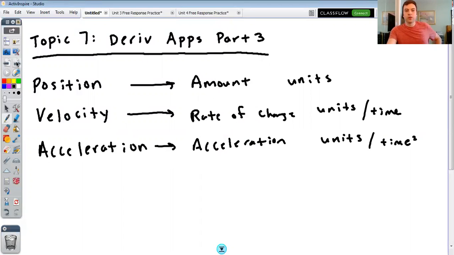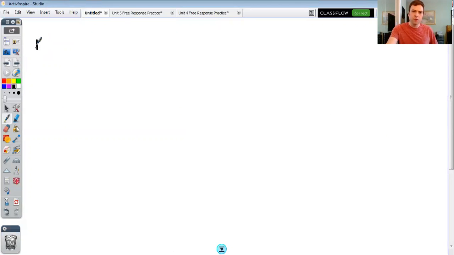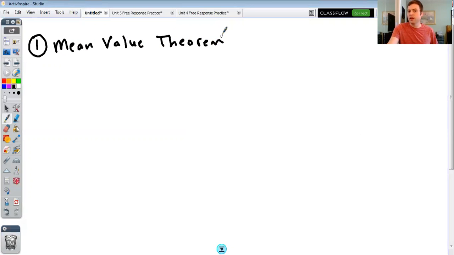All right, 3 topics today for derivative apps. The first thing will be to look at the mean value theorem. We've already looked at the intermediate value theorem, and I've mentioned the extreme value theorem. That's the one that just says a function has to have an absolute max and an absolute min. But the mean value theorem is probably the most important one for you to fully understand.